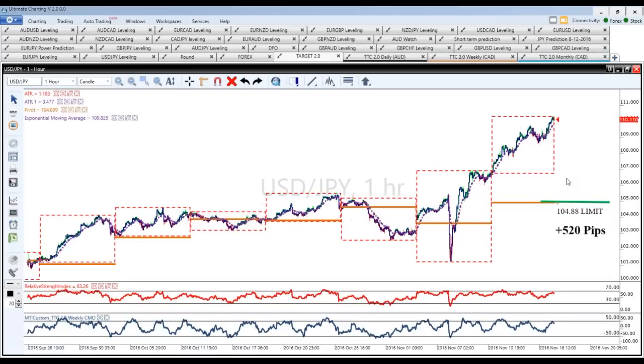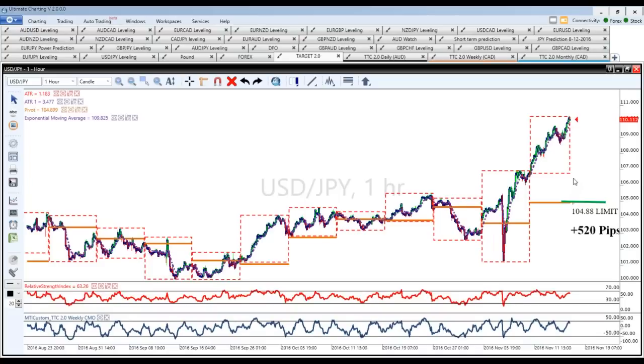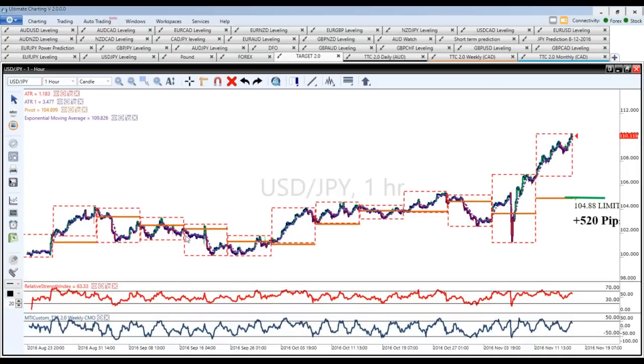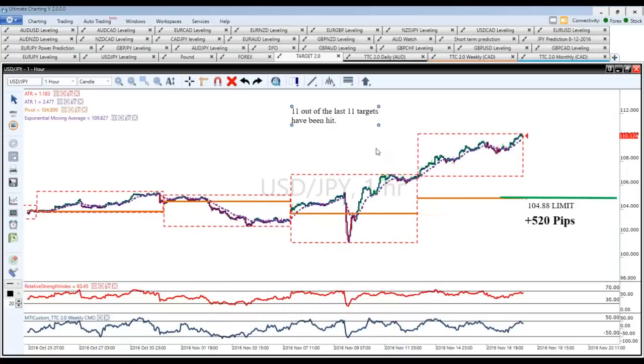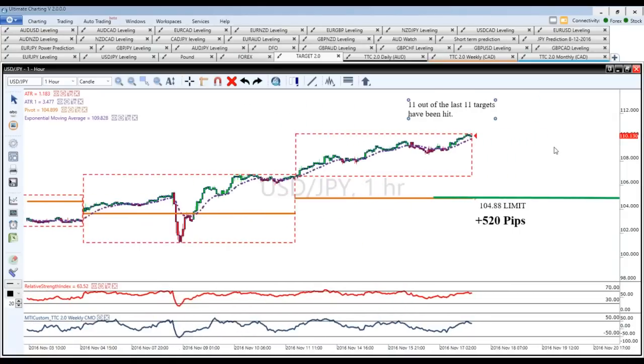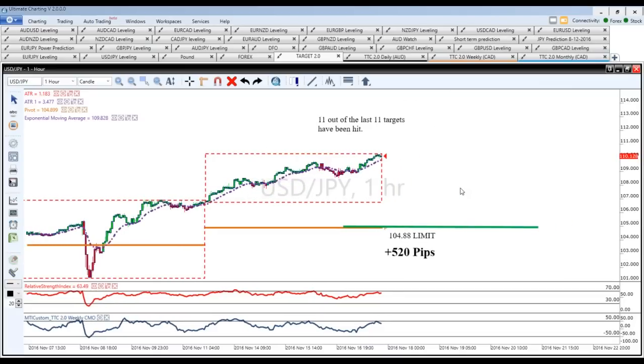Now, you can do what you want, but let me throw some stats at you. 1, 2, 3, 4, 5, 6, 7, 8, 9, 10, 11. 11 out of the last 11 targets have been hit. Does everybody understand that? Does everybody understand that 11 out of the last 11 targets have been hit? And this is 12.